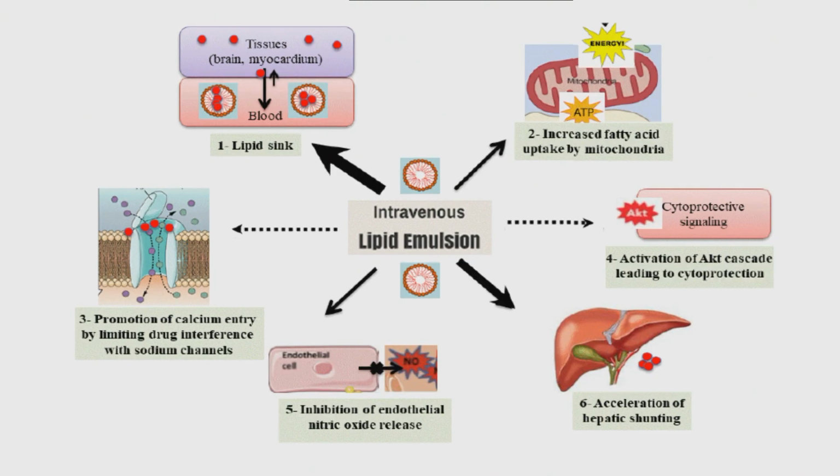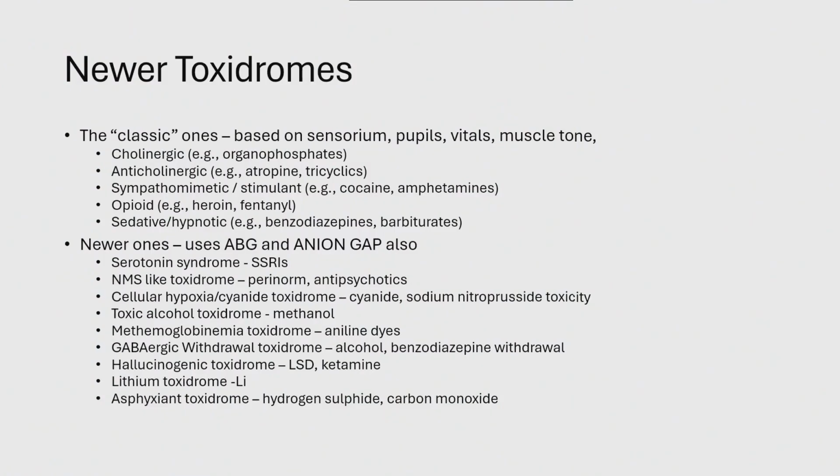Lipid sink therapy is useful for lipid-soluble drug overdose and local anesthetic drug overdose. It will remove the toxin from the heart and the brain, and transfer it to the kidney and liver where it will be metabolized. So it is a standard of care for local anesthetic systemic toxicity and other lipid-soluble cardiotoxic drugs. Newer toxidromes: the 5 classic toxidromes, and there are so many newer toxidromes.